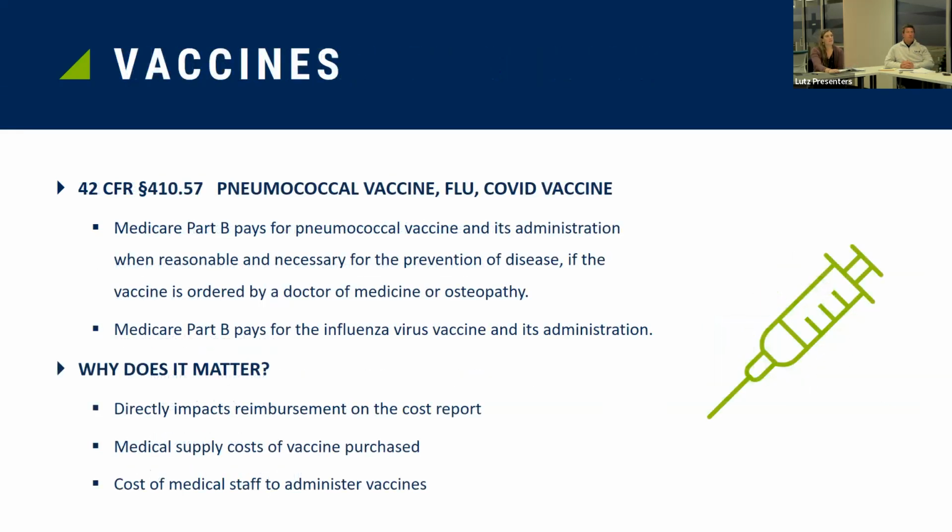Moving to vaccines, again for FQHCs and rural health clinics, they will pay for the cost and the administrative time to provide flu and COVID vaccine. Just to note, if that COVID vaccine was provided to you at no cost, you're not claiming the cost, you're only claiming the cost of the time to administer the vaccine. It's important because that directly impacts your reimbursement on the cost report. You want to make sure you're tracking all of the vaccine expenses to purchase those that you can, and also accurately reflect the staff time it takes to administer them to get the reimbursement.